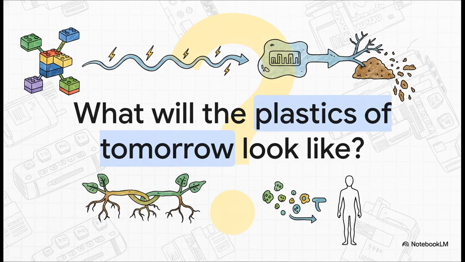So we started with a simple Lego brick concept of a molecule, and we've ended up with plastics that conduct electricity, memorize their shapes, and seamlessly dissolve into the earth or our bodies. It leaves us with a thrilling question to end our explainer on today. As we continue to engineer polymers that heal themselves and biodegrade, what will the plastics of tomorrow actually look like? The building blocks might be invisible, but the possibilities are truly massive.